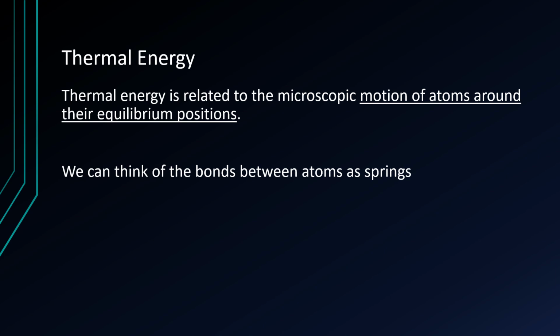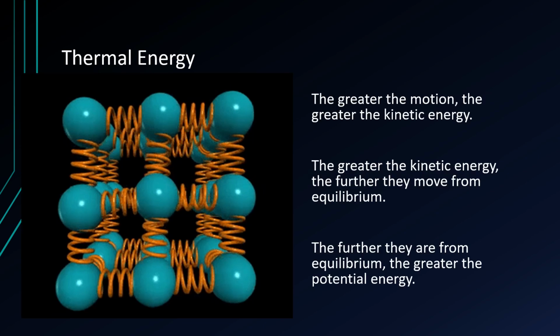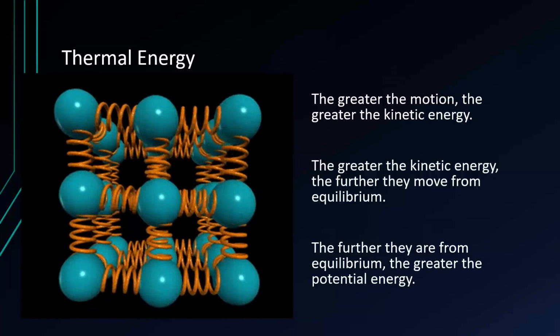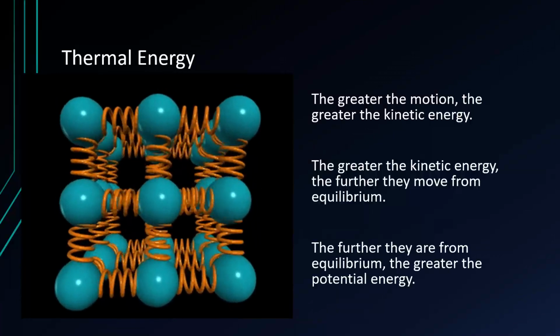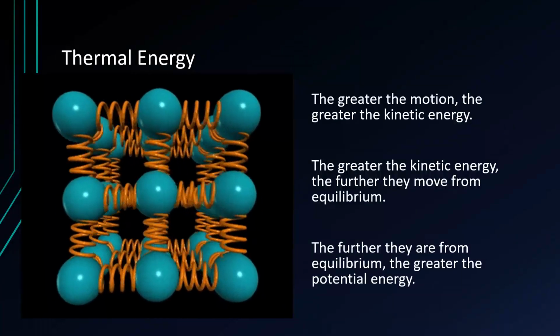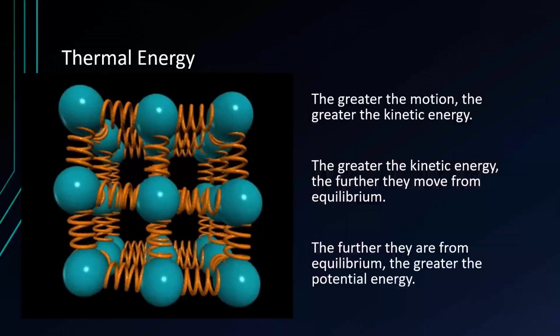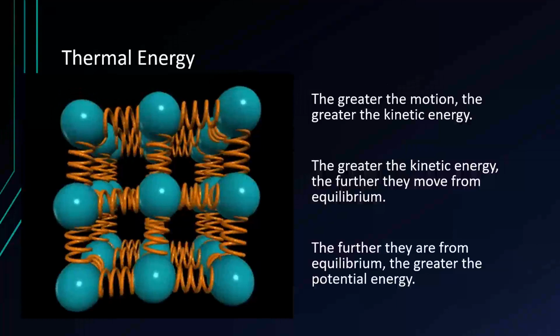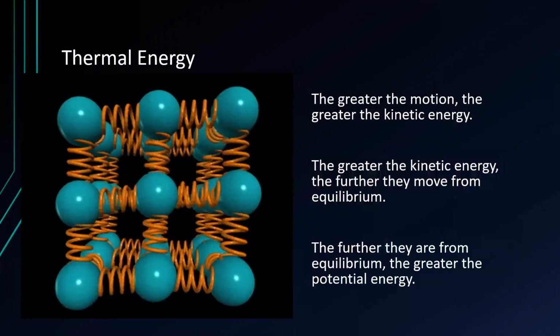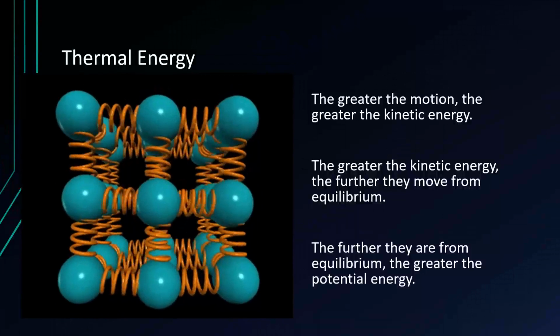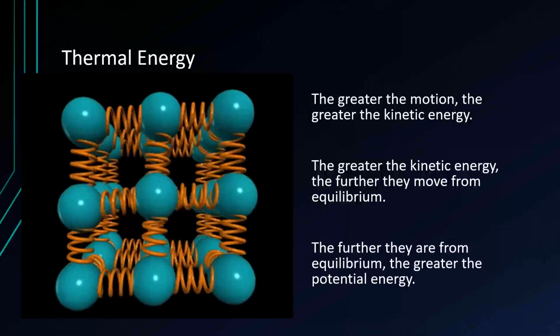So we can kind of think of this as like the bonds between atoms as being springs, right? So you see this with my little gif here, right? So if I add thermal energy, right? Thermal energy is a type of energy. We've talked about kinetic energy, we've talked about potential energy, now we're going to talk about thermal. So if I add thermal energy to a system, like this would be a solid where the bonds look like these little springs, it increases the motion of the atoms, right?